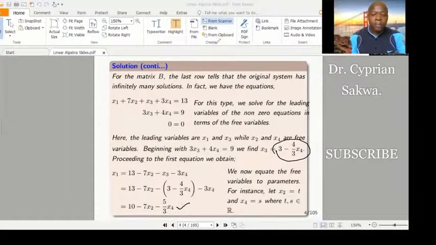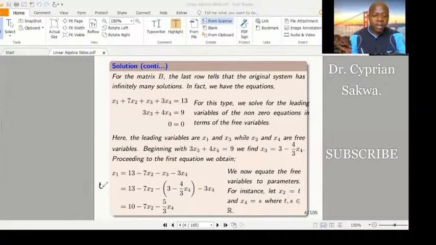And then after that, we would equate the free variables to some parameters. So we now equate the free variables to parameters. For instance, let x2 be t and x4 be s, where s and t are real numbers. So that is where we get the infinitely many solutions. It comes from there because one may say that t is 1 or 2 or 3 or 4. So we have no limit for the choices. Another person would say, let s be 1, 2, 3, 4. Another one chooses other values.